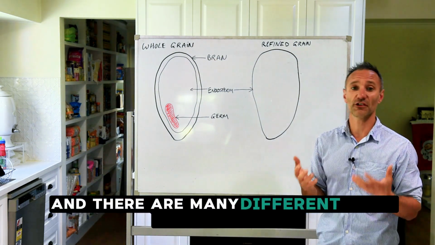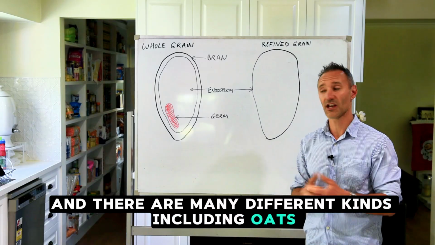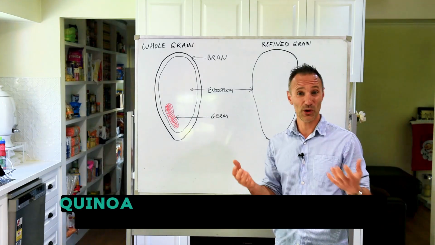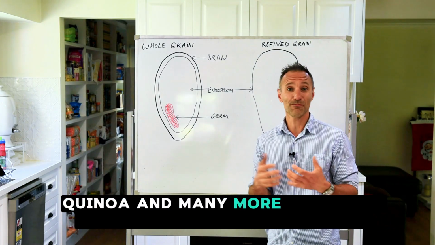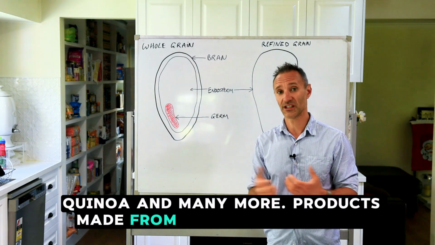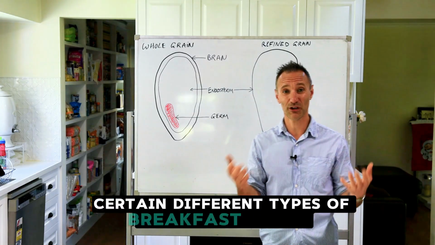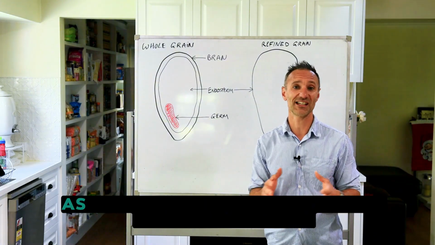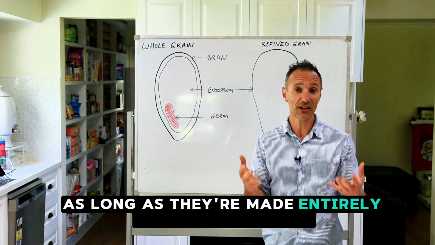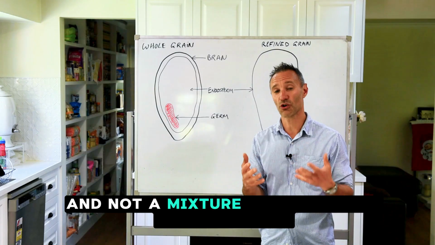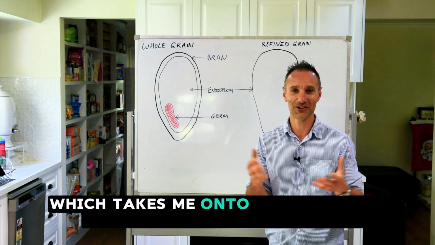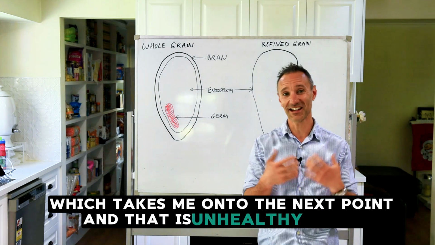And there are many different kinds, including oats, brown rice, whole wheat, whole corn, quinoa, and many more. Products made from these foods, such as certain types of breakfast cereals, breads, and pastas, are all considered whole grain as long as they're made entirely from whole grains and not a mixture of whole and refined grains. Which takes me on to the next point, and that is unhealthy grains.